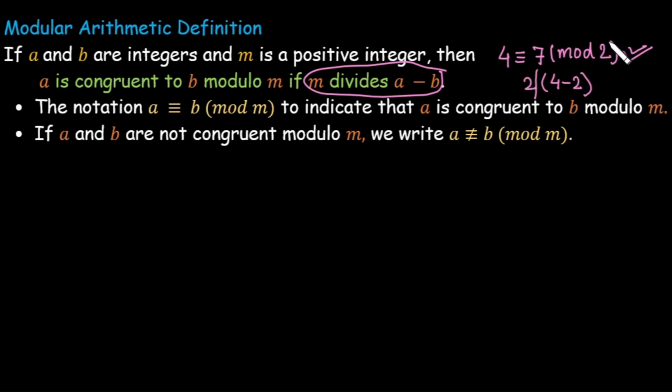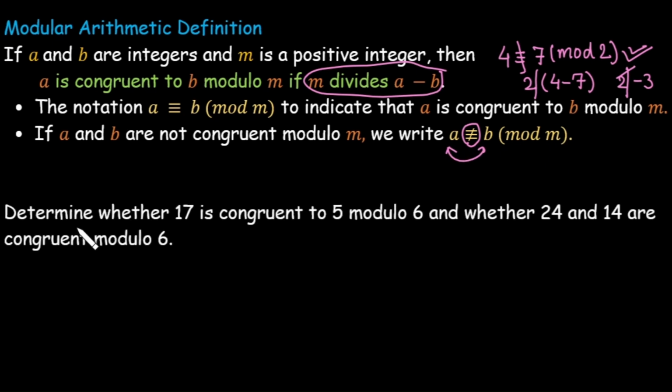Let's check whether 2 divides the difference of these two numbers, that is 4 minus 7. 4 minus 7 is minus 3. Whether 2 divides minus 3? No. So it means they are not congruent, and in short we write 4 is not congruent to 7 mod 2. So we use this notation when these two numbers are not in congruent form with respect to mod m.